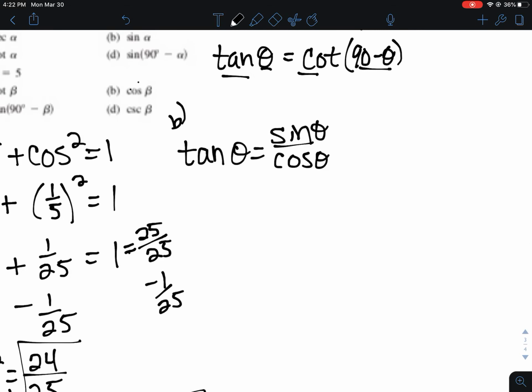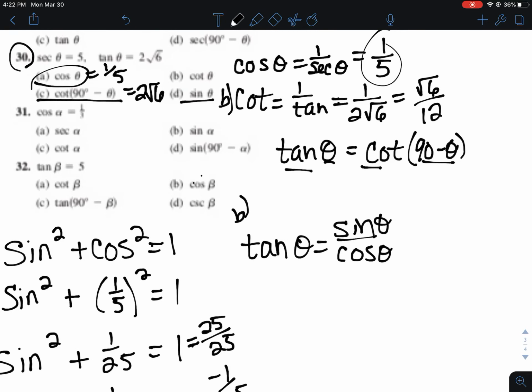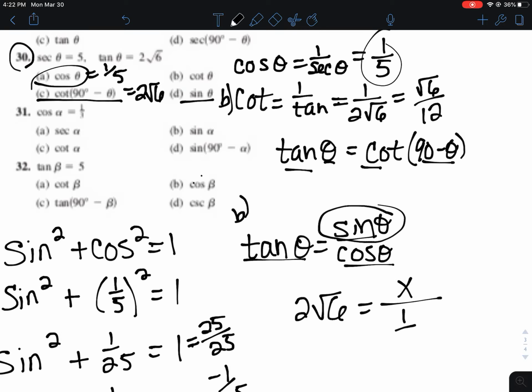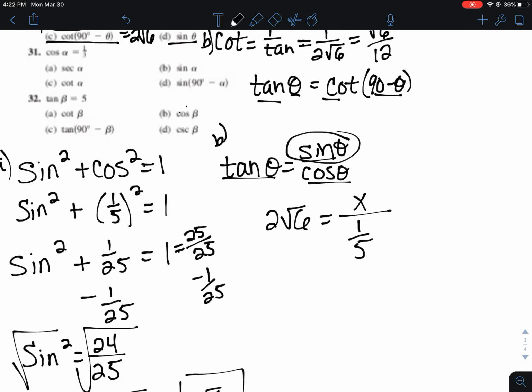Option B is to use the tangent is equal to sine over cosine trig identity. And I'm using this because we have 2 of the missing pieces. The only thing we don't have is sine. So I'm allowed to use this. That will help me find the piece that I'm missing. Well, I know tangent is 2 square roots of 6. Sine is, we'll call it x for now. And cosine is 1/5, right?